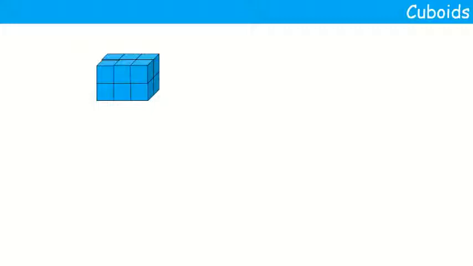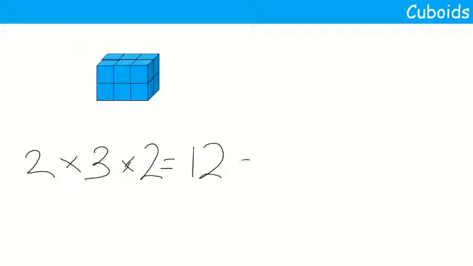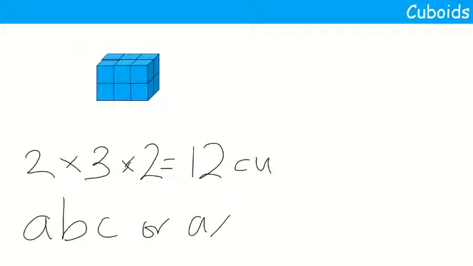In this case, it is 2 by 3 by 2, giving 12 cubic units. This result generalizes to the formula A times B times C.